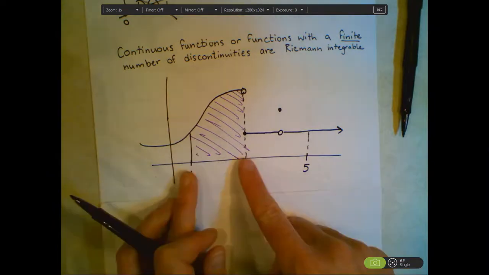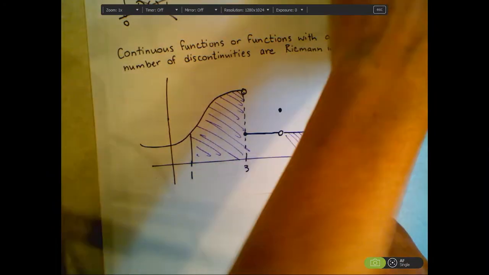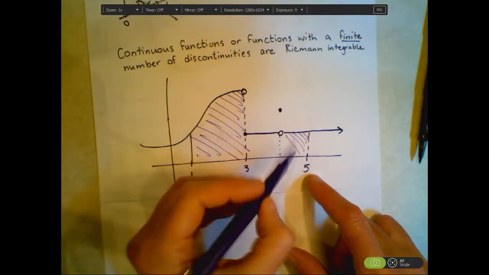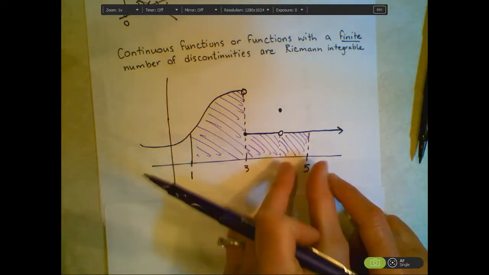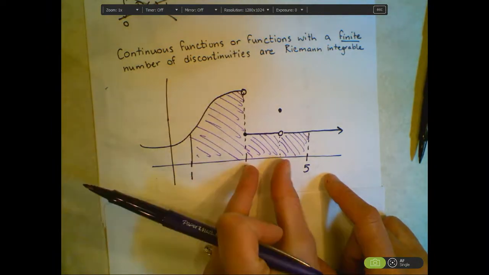I'm just going to break up the domain into pieces. Maybe I can be technical. I could even break it up into 3 pieces and just sum the integral over this piece, over this piece, and this piece. And if I only have a finite number of discontinuities, I can sum up a finite number of them.